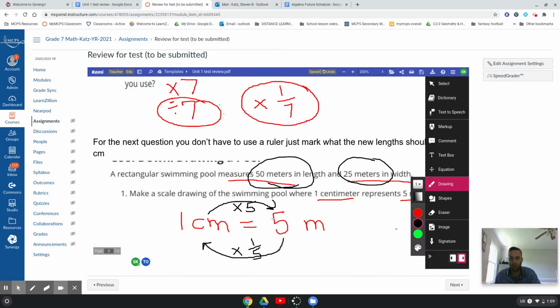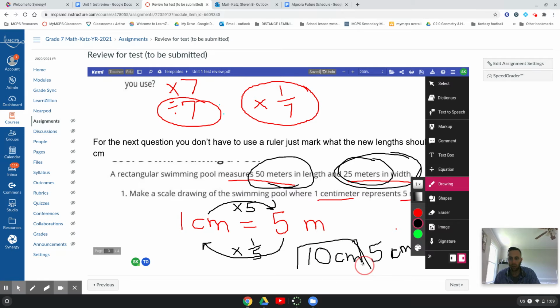We have the number of meters and we're going backwards, which means you have to divide by 5. That's going from meters to centimeters. So 50 meters divided by 5 is 10 centimeters. And if the width is 25 meters, 25 divided by 5 gives you 5 centimeters, because remember, you're turning it into centimeters.